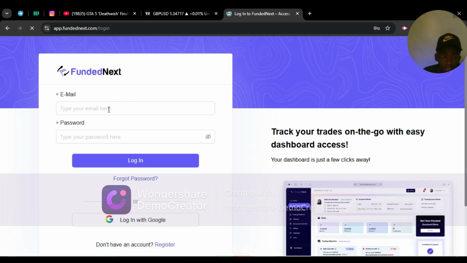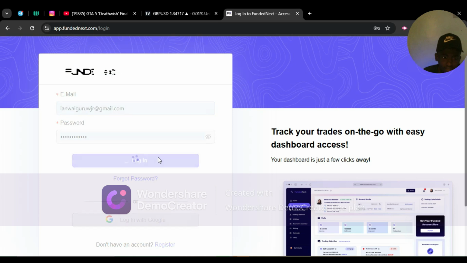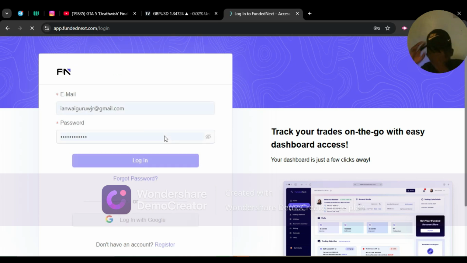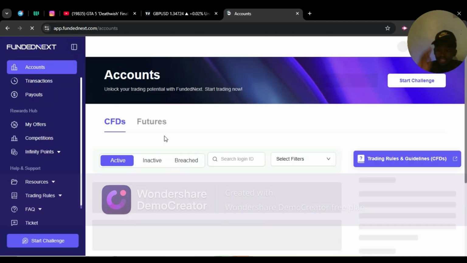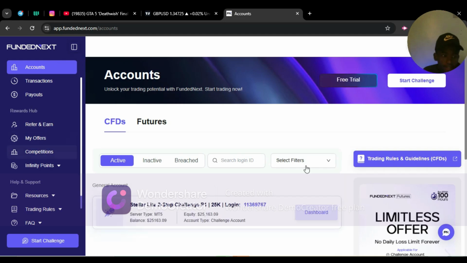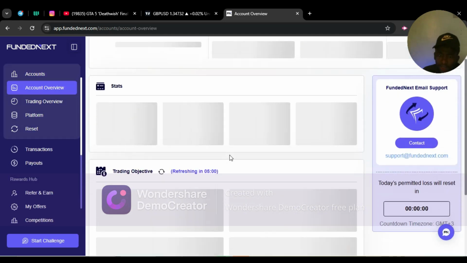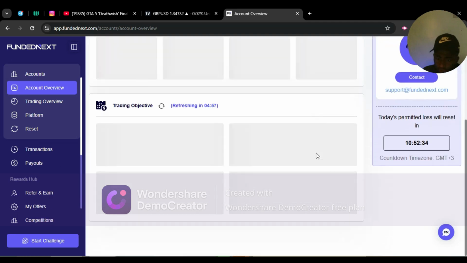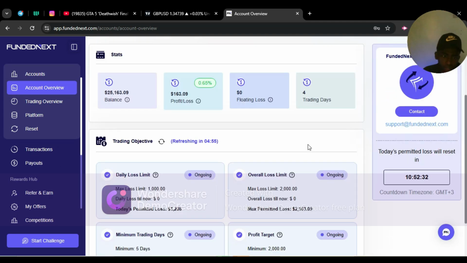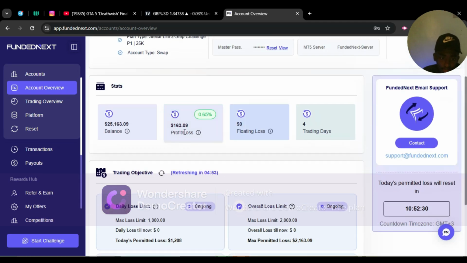Yeah, guys, and that's what I was telling you. If you make a loss, don't be scared, because if you really believe in and know your strategy very well, you always come back, guys. You always come back. So I'm going to show you that trade. As you can see, guys, we're currently at $163 profit, which is 0.65%.